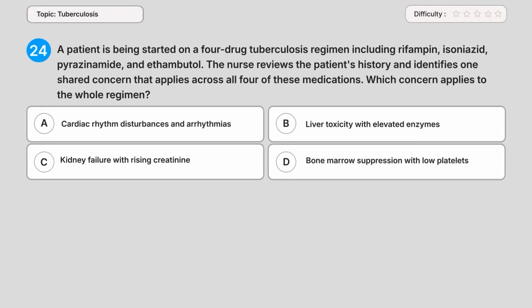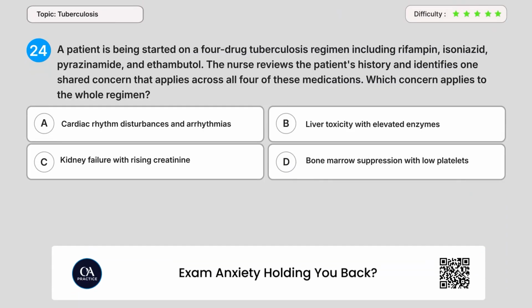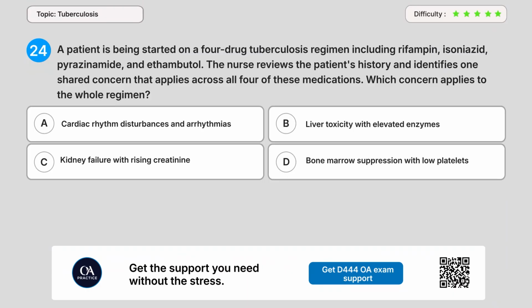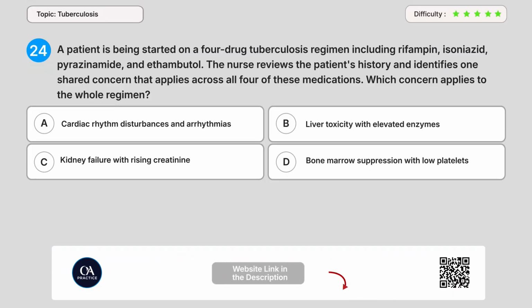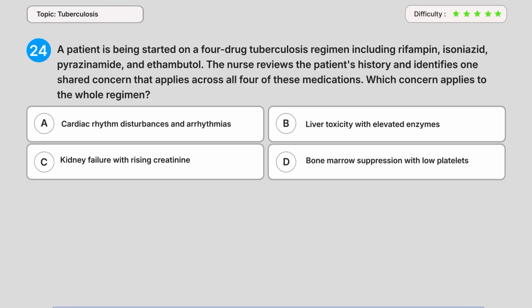Question 24. A patient is being started on a 4-drug tuberculosis regimen including rifampin, isoniazid, pyrazinamide, and ethambutol. The nurse reviews the patient's history and identifies one shared concern that applies across all 4 of these medications. Which concern applies to the whole regimen?